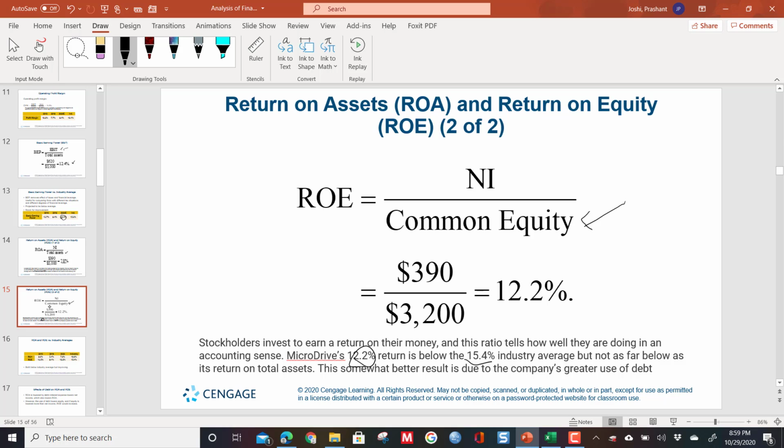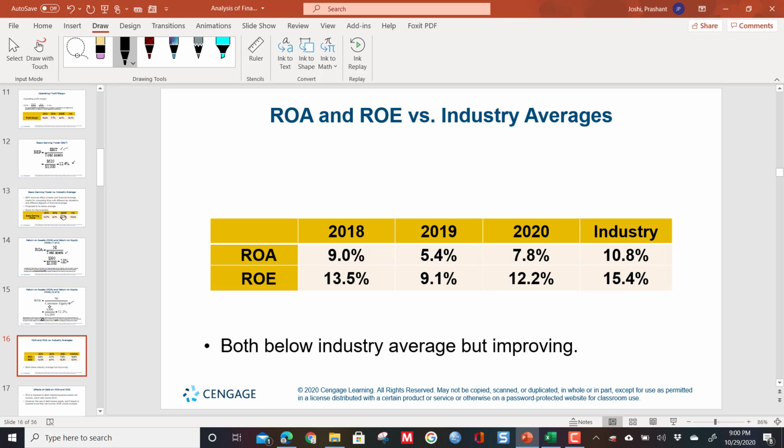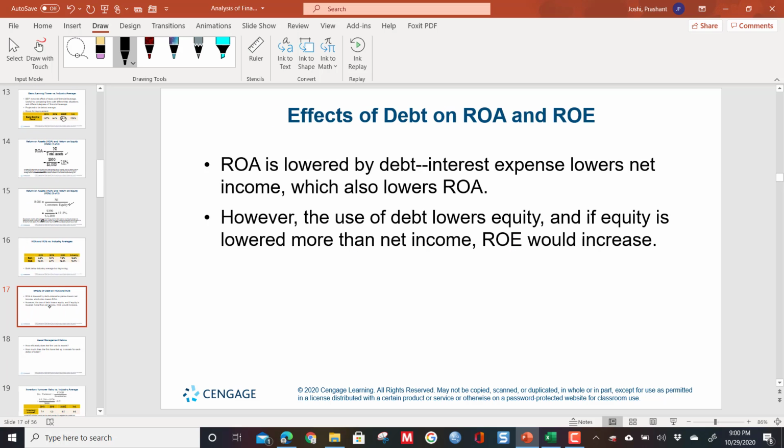This is probably how the company is doing in the accounting sense, and this is below the industry average. But it says the company is doing better due to the company's greater use of debt, right? Proper use of debt, and we'll see how the debt is helping in improving the return on equity in a second. So over a period, both are still below average but improving.